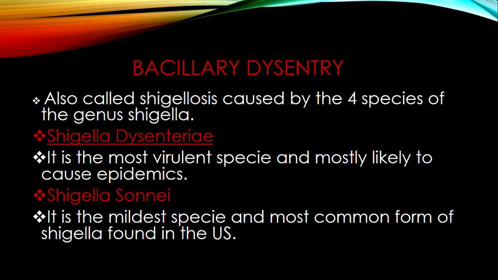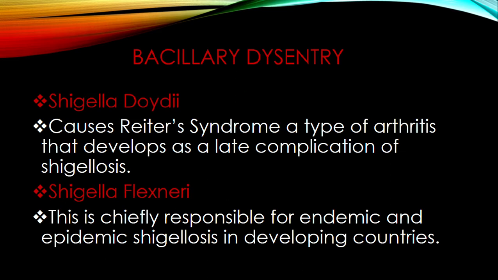When it comes to Shigella sonnei, it is the mildest species and the most common form of Shigella found in the United States. So that's Shigella sonnei. Then Shigella boydii causes Reiter's syndrome, which is a type of arthritis that develops as a late complication of shigellosis. So that's about Shigella boydii.